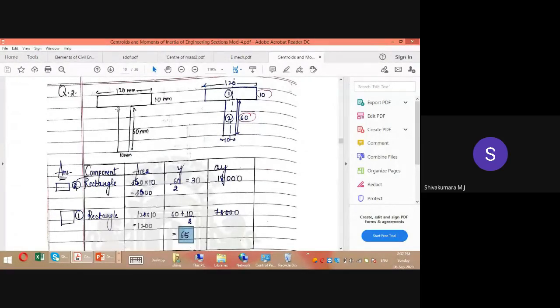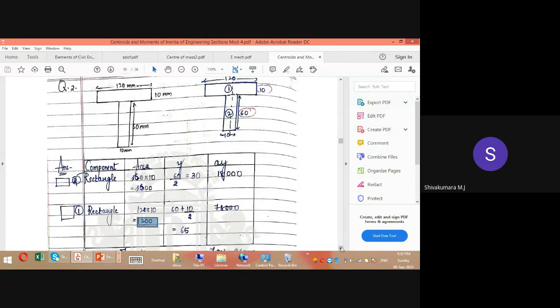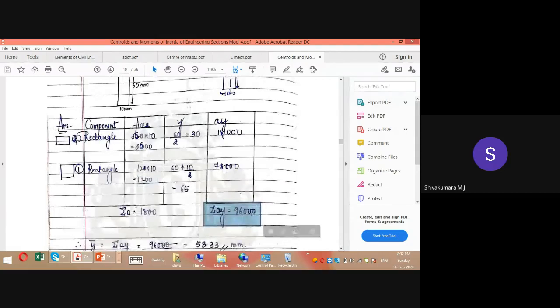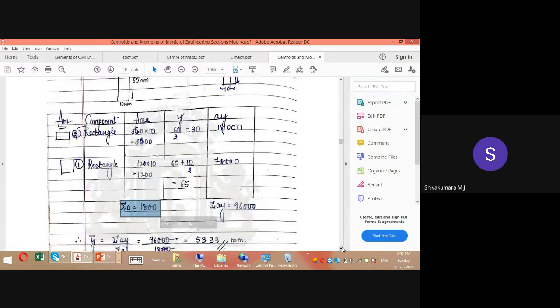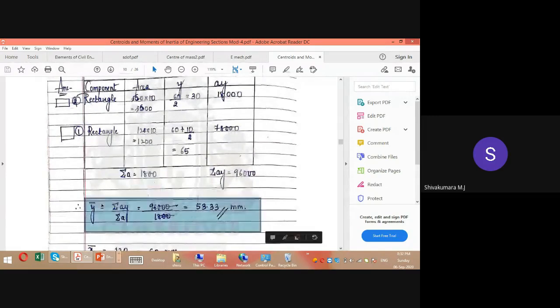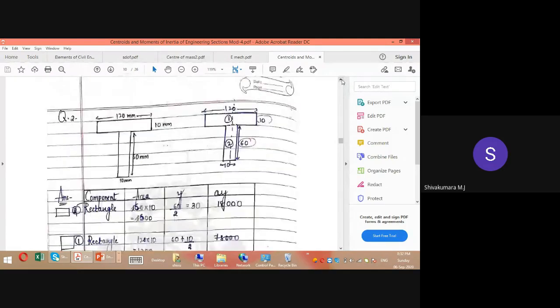Now we'll have to take the moment of this area, right? This area into the centroidal distance, that is the perpendicular distance, that is nothing but a1 y1, a2 y2. 600 into 30, that is 18,000. 1,200 into 65, that is 78,000. Now the summation of Ai yi you should take, that is 96,000, and the summation of areas also you should take, that is 1,800. So finally y bar equals summation of Ai yi divided by summation of A. You will get 53.33 mm as the y bar with respect to the base.